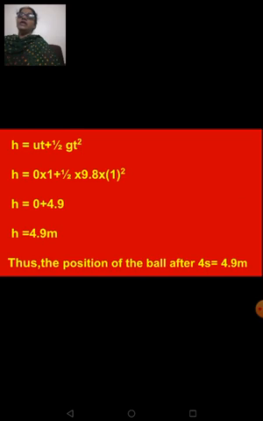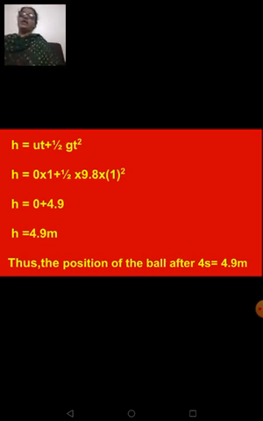0 into 1 plus half into 9.8. Here g will be taken as a positive value. Why is it a positive value? You all must be knowing, because we are now talking about the ball which is traveling towards the earth surface. So g will be a positive value.